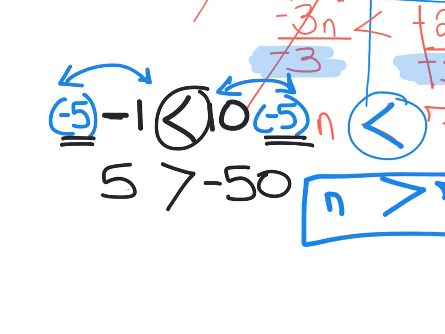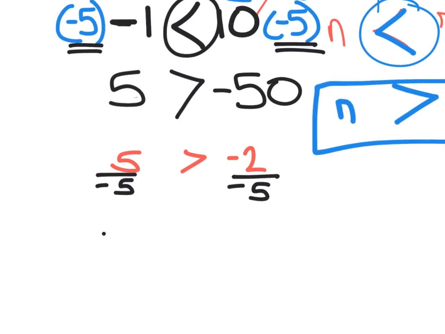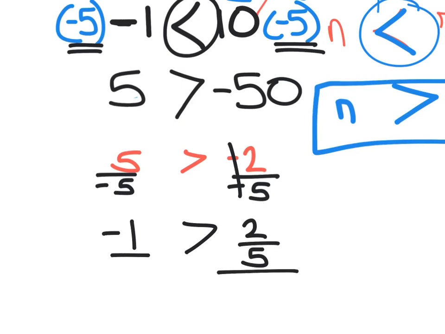So again, when I multiply by a negative or divide by a negative, I have to flip the sign so that my inequality is true. Here's one more quick example. 5 is greater than negative 2. If I divide each side by negative, well, let's do negative 5. If I divide each side by negative 5, I would have negative 1 is greater than positive 2 over 5 because my negatives cancel. Again, this is not true. A negative is not larger than a positive, so I have to flip my sign. Negative 1 is less than 2/5 will be correct.